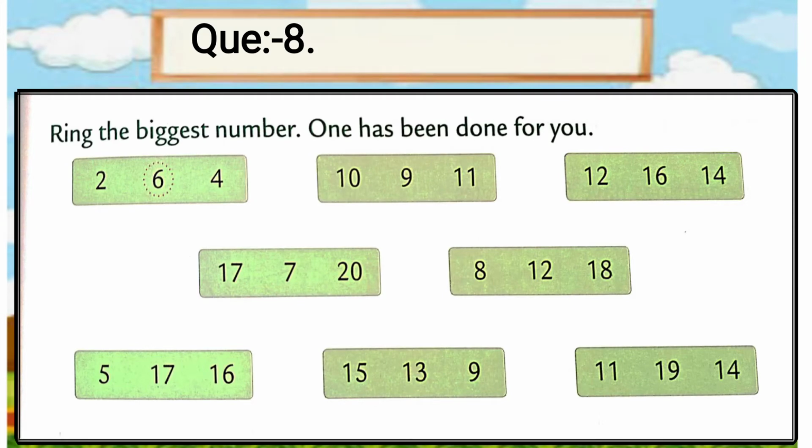Here we have 3 numbers. Among the given 3 numbers, we have to find out the number which is biggest. So first we have 2, 6 and 4. After observing, we can say that 6 is the biggest. Next 10, 9 and 11. 11 is the biggest number.